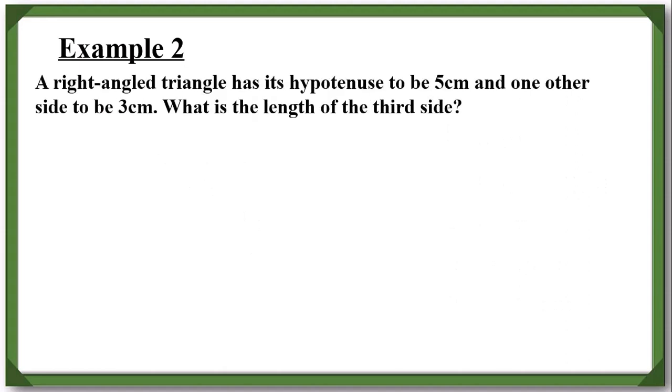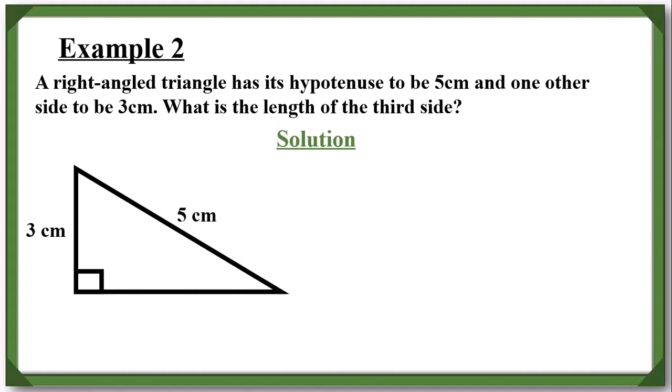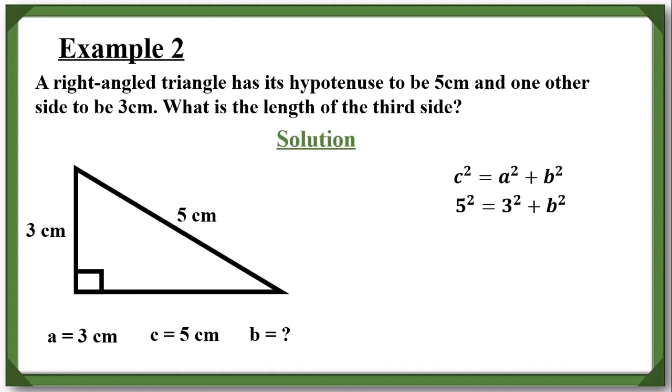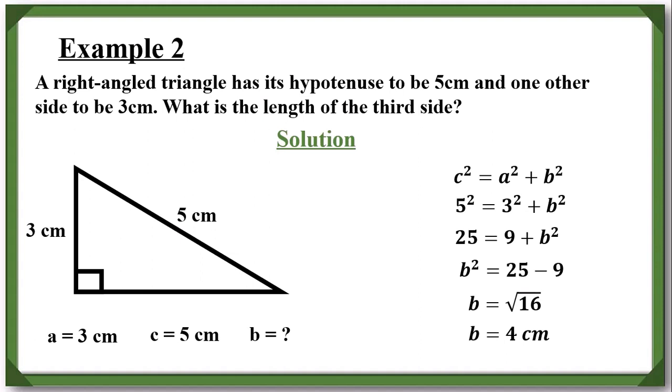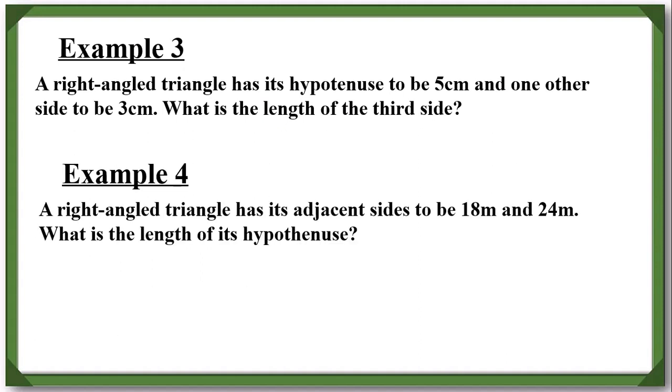Let's try this second example. From the Pythagoras theorem, we know that C squared is equal to A squared plus B squared. And from the question, A equals 3 centimeters, C is equal to 5 centimeters, and we have to find B. Now, we substitute A and C into the equation. We make B the subject, where B is equal to the root of 16, and B will give us 4 centimeters. Pause the video and try the other two examples.